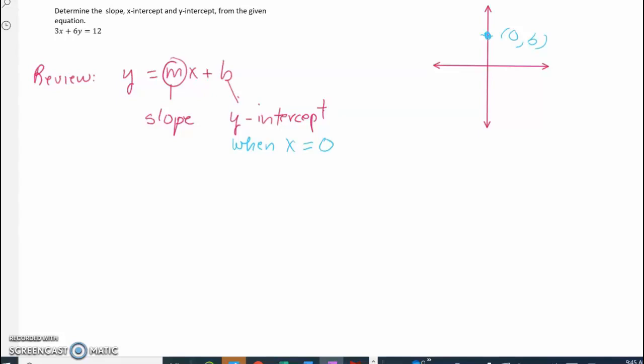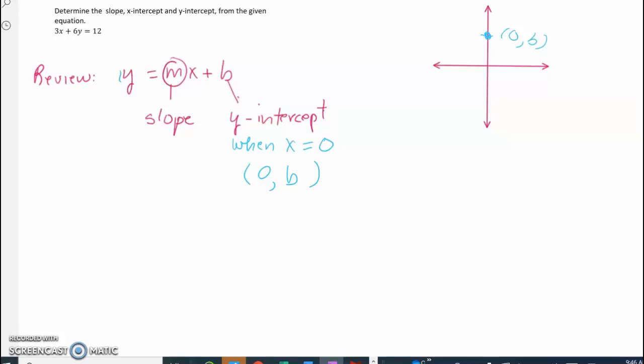So from the equation of the form y equals mx plus b, we can determine two values, the m, which is the slope, and the y-intercept, which is the b, when x is 0. Now, we like to write the point as (0, b) as the y-intercept. Or you can say that b is the y-intercept when x equals 0.